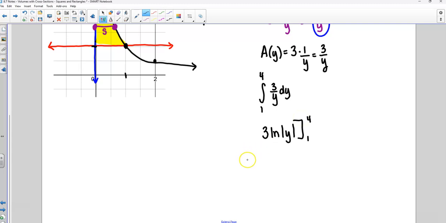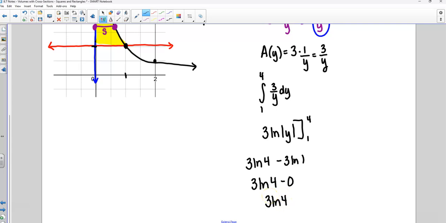And then we will plug in 3 natural log of 4 minus 3 natural log of 1. I can drop the absolute value bars now because both of those numbers are positive, so they wouldn't do anything even if I left them. They are almost definitely not leaving the answer like this. Why? Natural log of 1 is 0, so I can do just 3 natural log of 4 minus 0, which you don't have to write down, which is 3 natural log of 4.